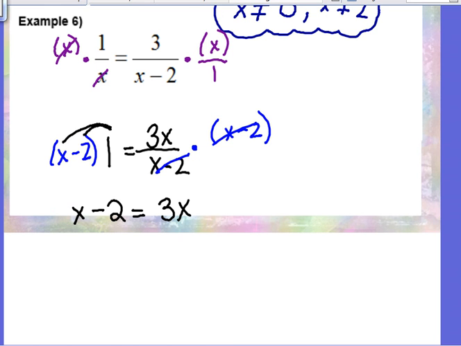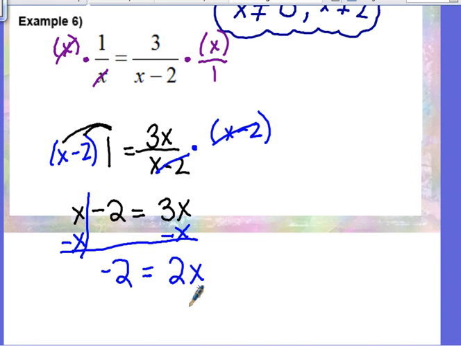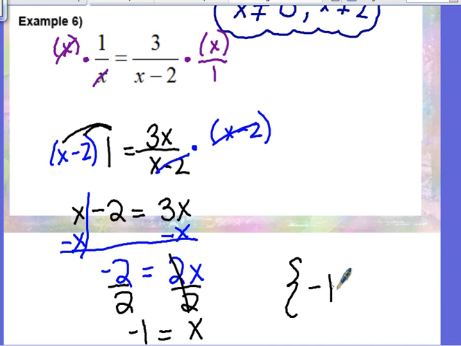Let's continue solving. So I need to get my variables to one side, so I'm going to minus x. And we are left with negative 2 equals 2x. Last step, divide by 2. And we get x is equal to negative 1. And let's put it in a solution set.